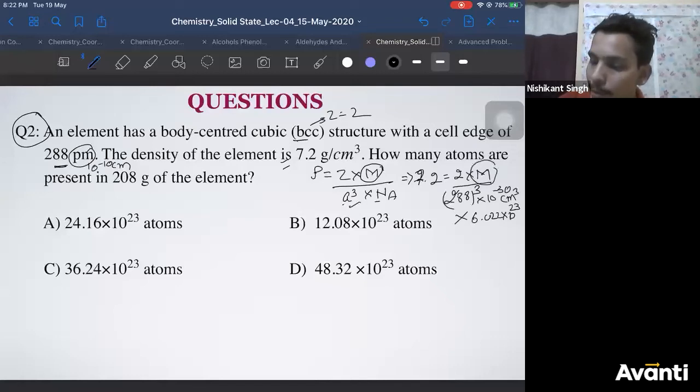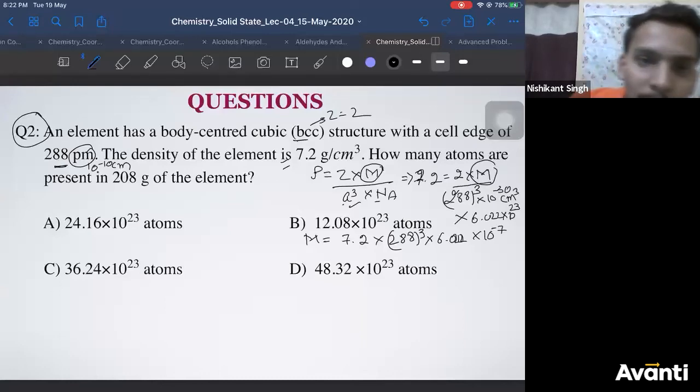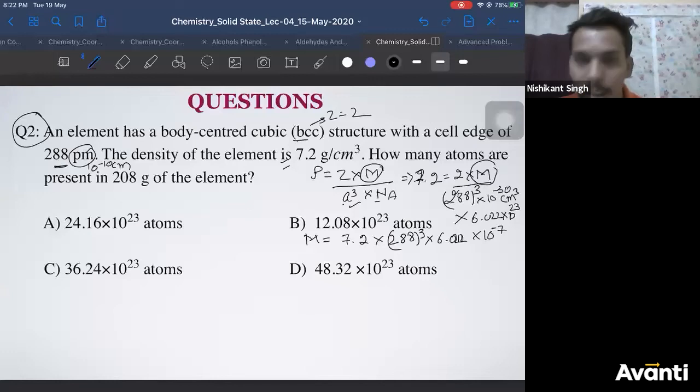What is your value of molar mass coming out to be? So molar mass will come out to be 7.2 into 288 whole cube into 6.022, into 10 power minus 30, 10 power 23, that is 10 power minus 7. So this is your value of molar mass. I'm not calculating it. Ajay beta, your answer seems to be slightly wrong. Check your calculation again, beta. So this is your molar mass, right?